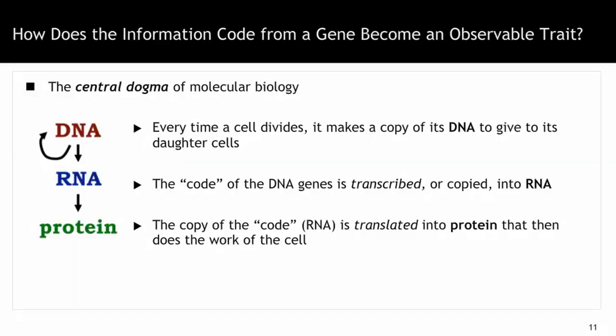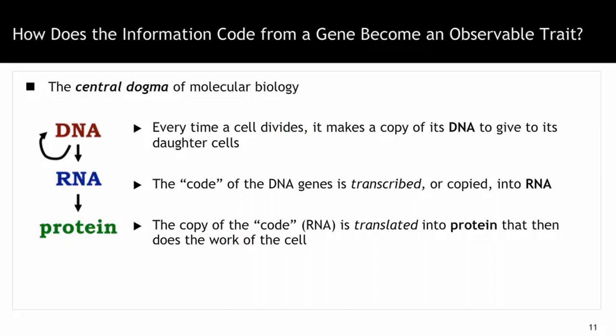So then how does the information from DNA that makes up a gene become an observable trait? And that observable trait we call a phenotype. This is explained by what's known as the central dogma of molecular biology. And it usually goes that DNA goes to RNA, goes to protein. So let's unpack that a little bit.